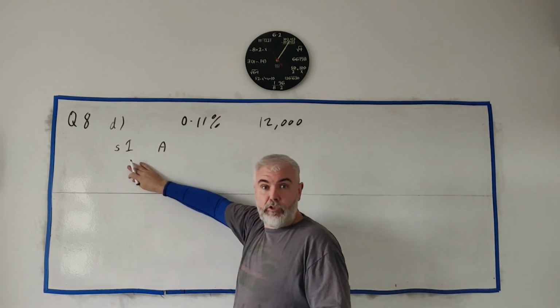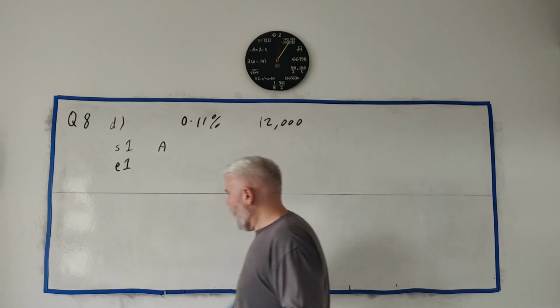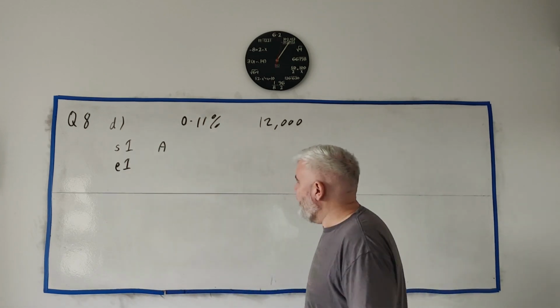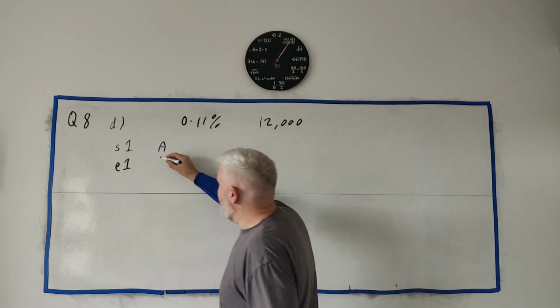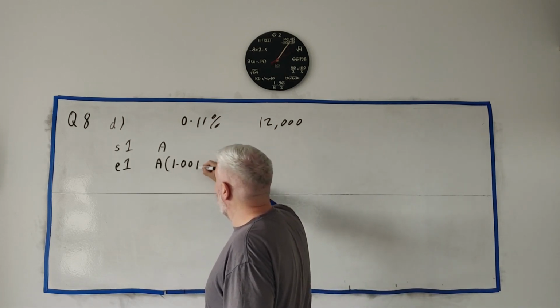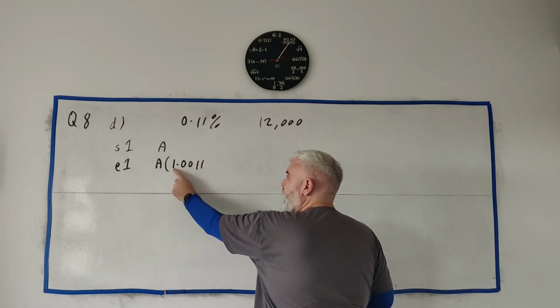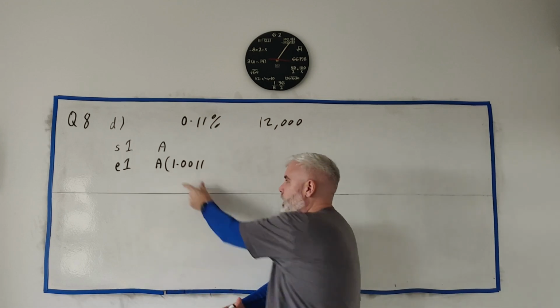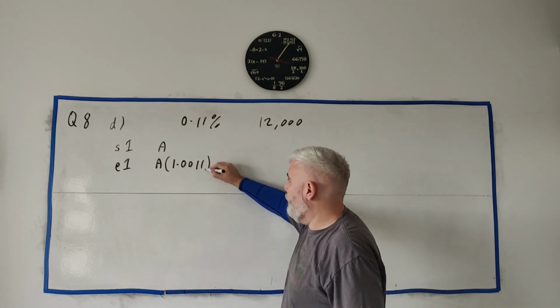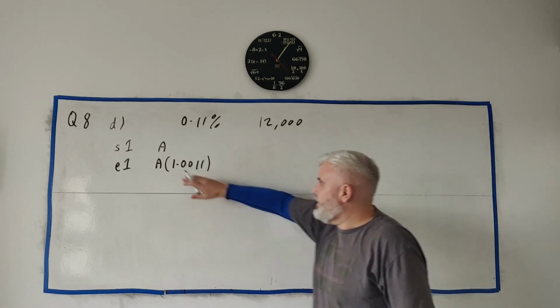At the end of the first month, he gets interest. So let's see, end of the first month. We won't do this for everyone. At the end of the first month, they give him interest, and that's A multiplied by 1.0011. That's 0.11%, and he gets to keep the original amount. This is how we increase numbers with interest, as we've already done in this question. So this is the end of the first month.